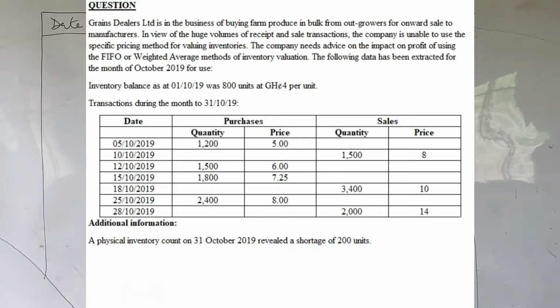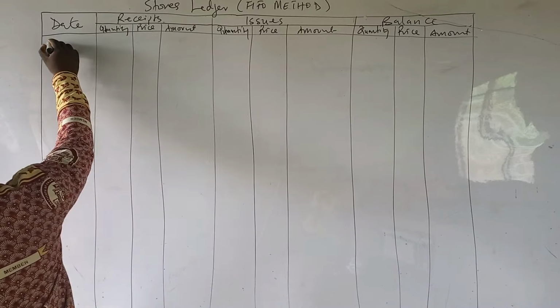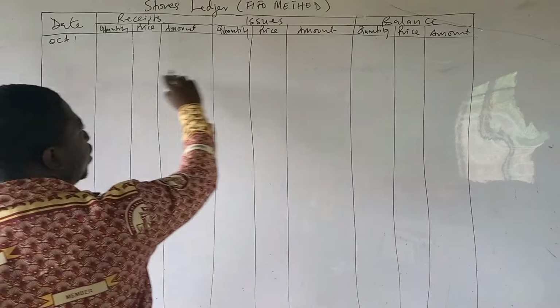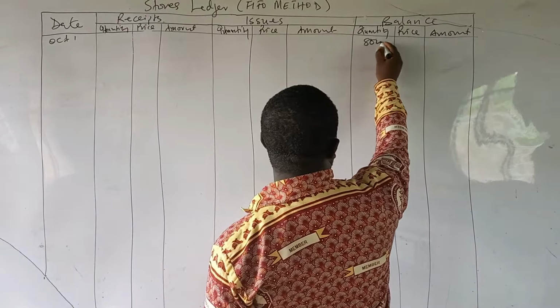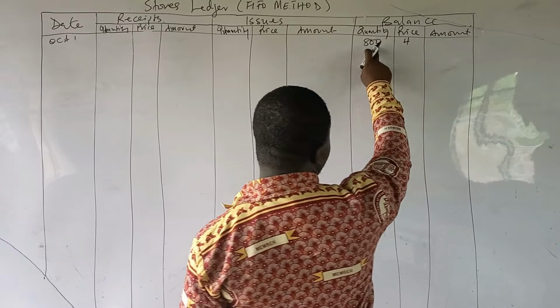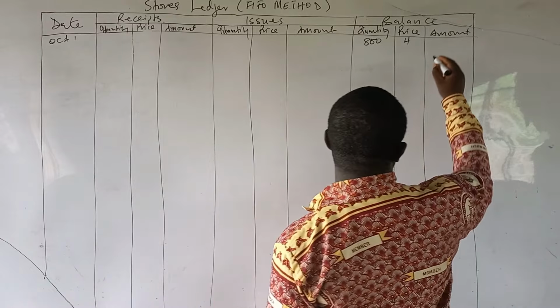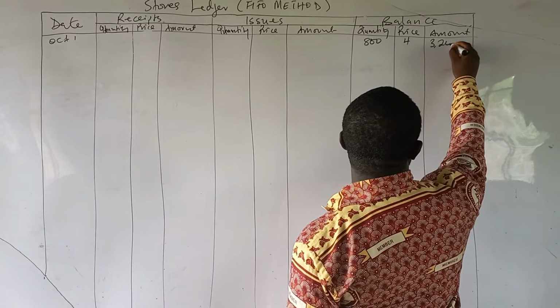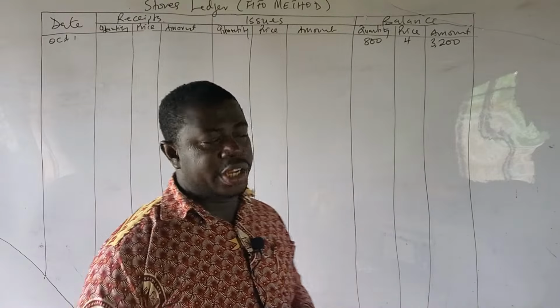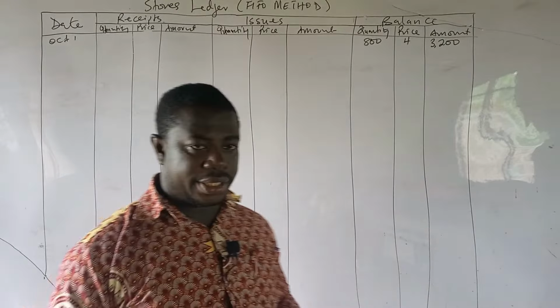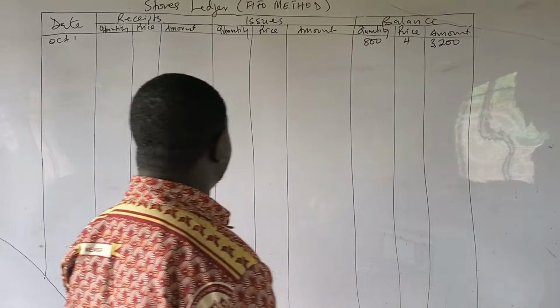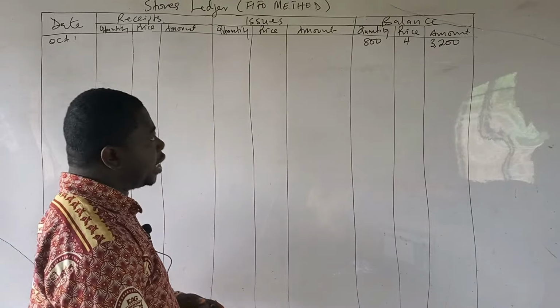Now, we are told that the inventory balance on 1st October 2019 was 800 units at 4 cedis per unit. So on 1st October, the quantity is 800 at the unit price of 4 cedis, and that is going to give us 3,200 Ghana cedis. So that is what we have for the opening balance, and then we can now proceed to the transactions.